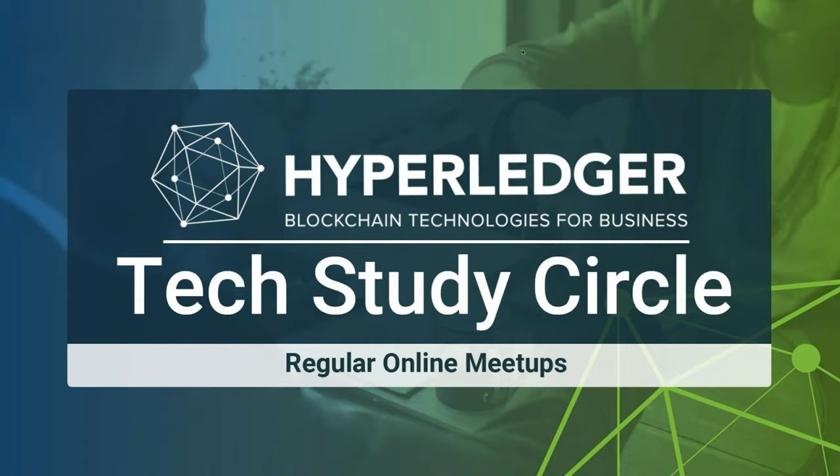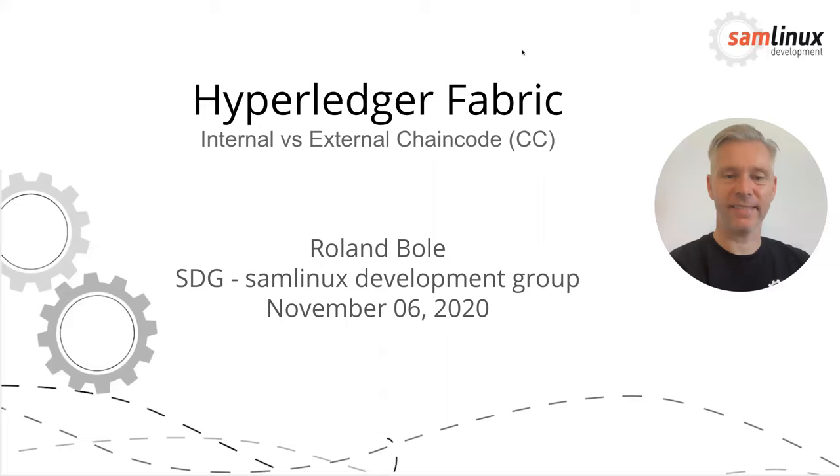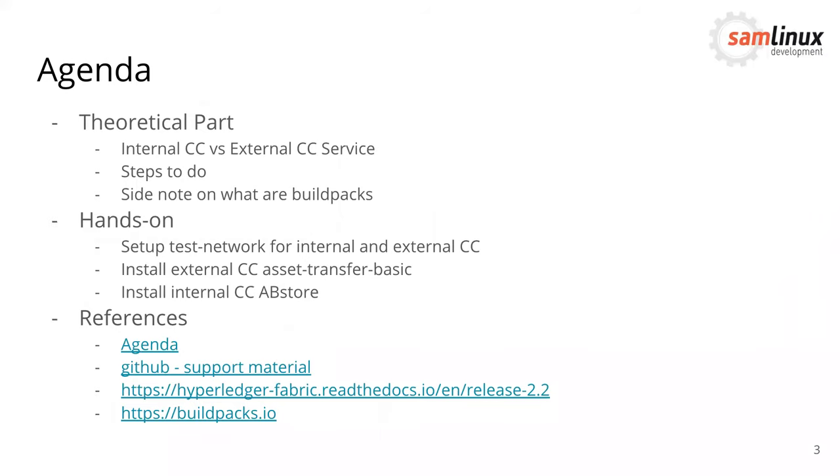In this meetup, we will make a journey to the internal versus external chaincode. What does it mean? In the last session, we saw a little bit about the new chaincode governance, and we saw how we can install chaincode and how the process has changed from version 1 to version 2. And in this session, I would like to show you a new way. This is a new feature which also comes in version 2, and is called an external chaincode service.